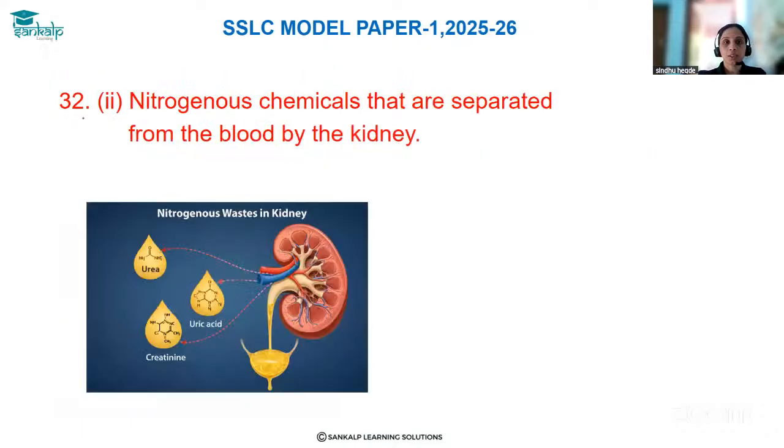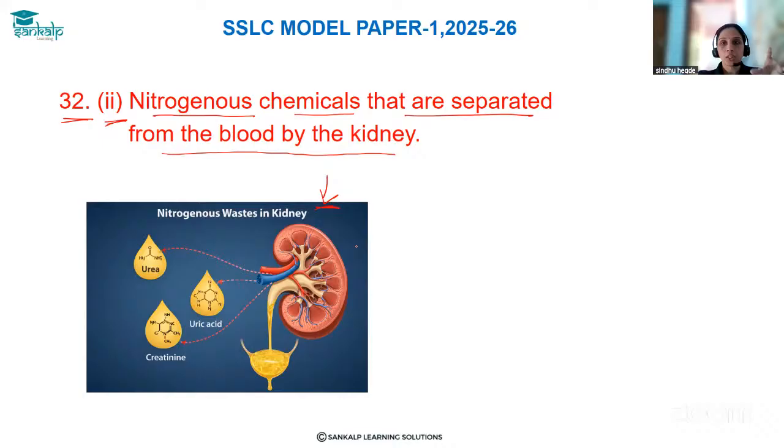So, 32, in that second: nitrogenous chemicals that are separated from the blood by the kidney, that is called. Okay. So, nitrogenous chemicals that are separated from the blood by the kidney. See, this is the picture of the kidney. We know what the function of the kidney is, right?